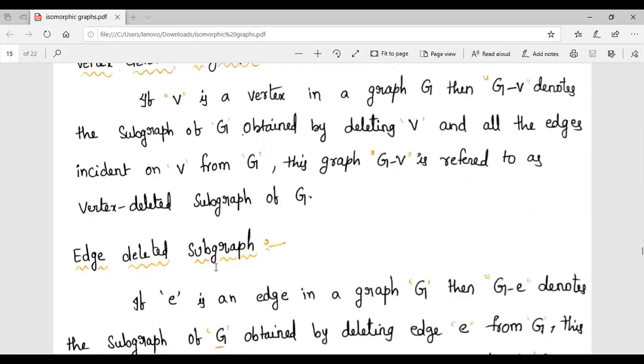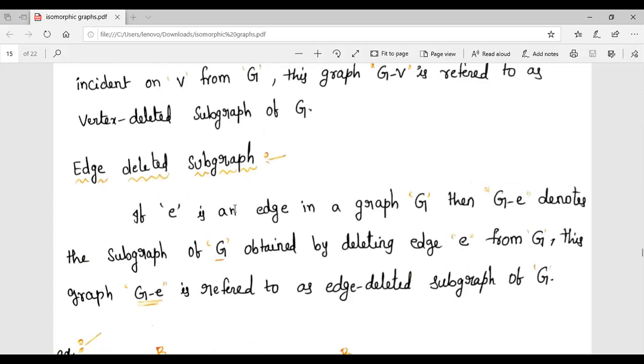Okay. Next one, edge deleted subgraph. If e is an edge in a graph G, then G minus e denotes the subgraph of G obtained by deleting edge e from G. This graph G minus e is referred to as the edge deleted subgraph of G. So G is a given graph and G minus e is an edge deleted graph, obtained by deleting an edge e from the given graph G.